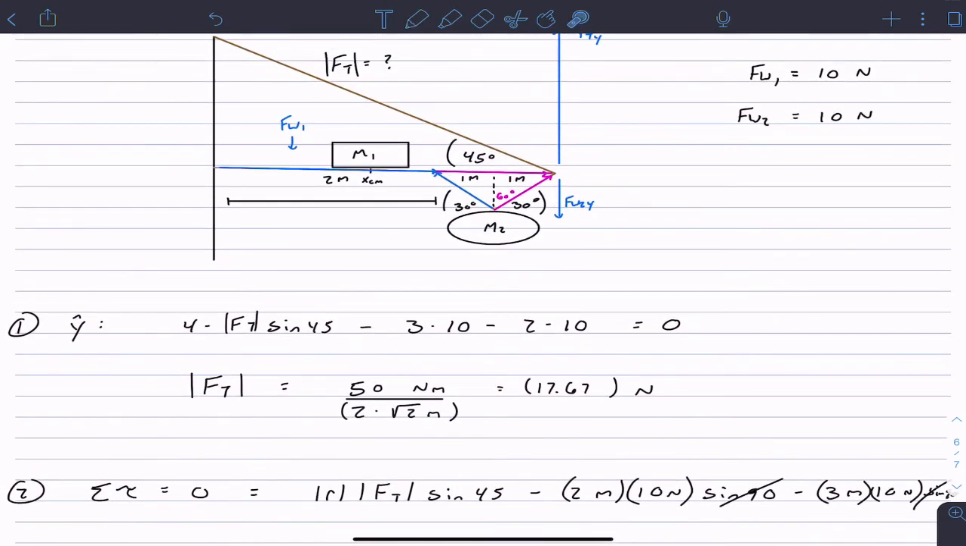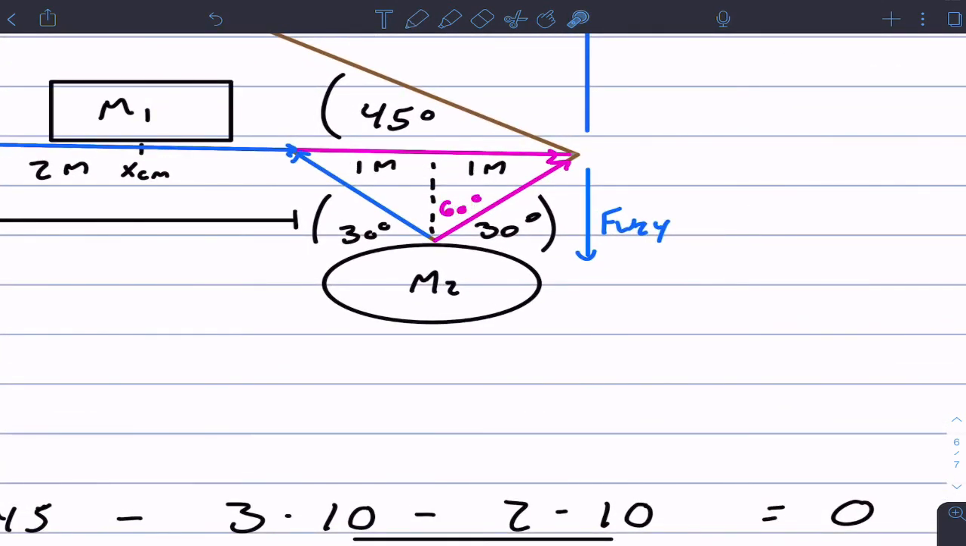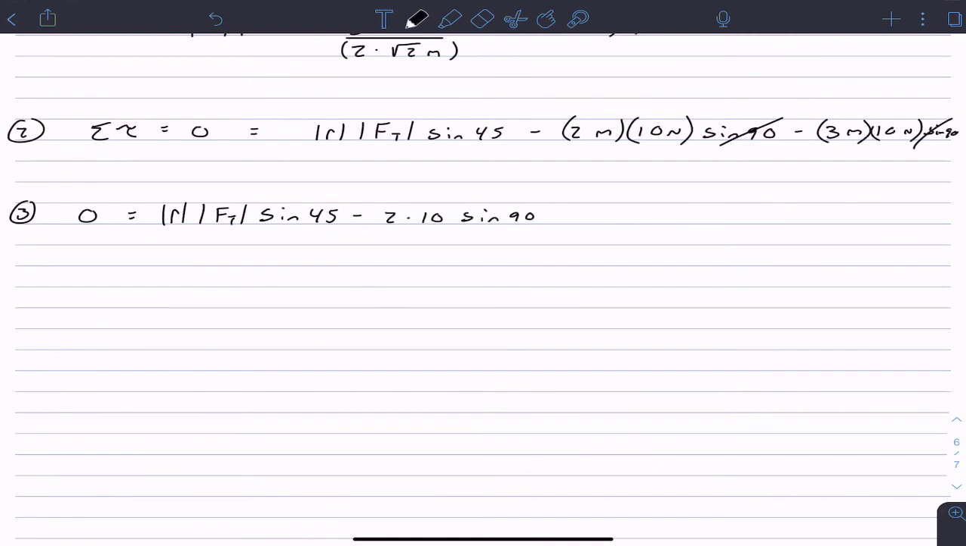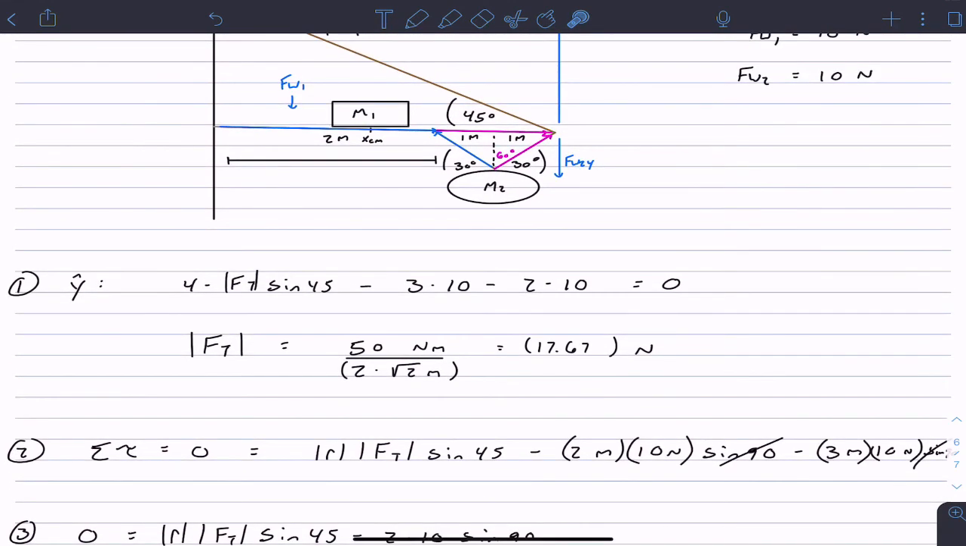Okay, so I think I mentioned earlier that this was sine of 60, but that was wrong. It's actually sine of 30 because this is the position vector and this is the force vector. This is 60, this is 30, sine of the angle between the vectors, right? So if we just set that up real quick, this is going to be similarly F_T sine 45, just like before, and then the other force going downwards, we're going to have 2 times 10 times sine 90, right? Because for this one here, position vector, force, the sine of the angle between them is 90.